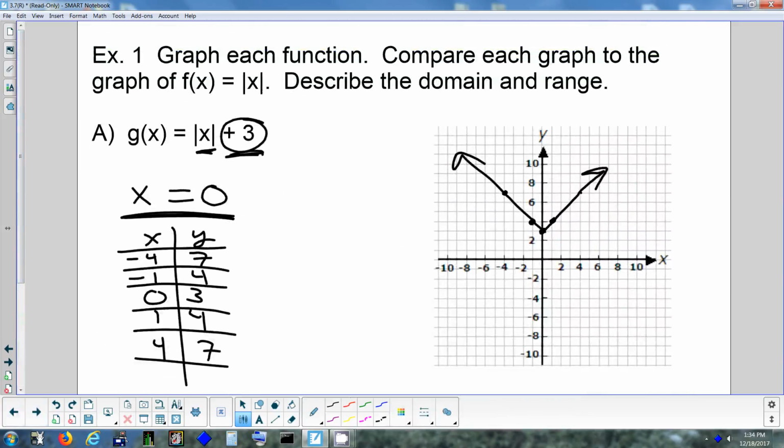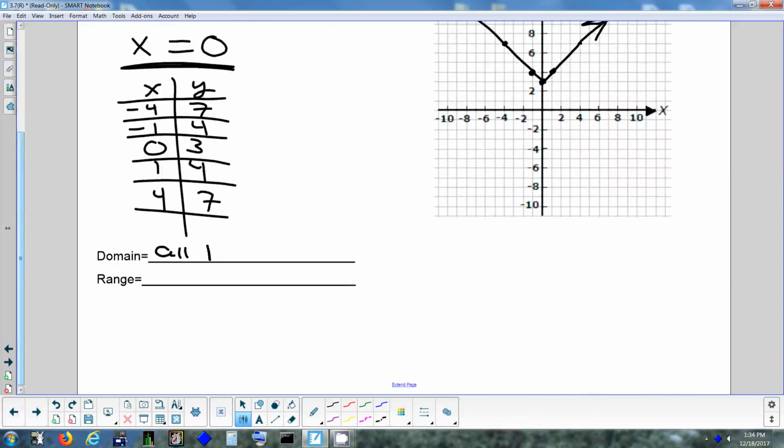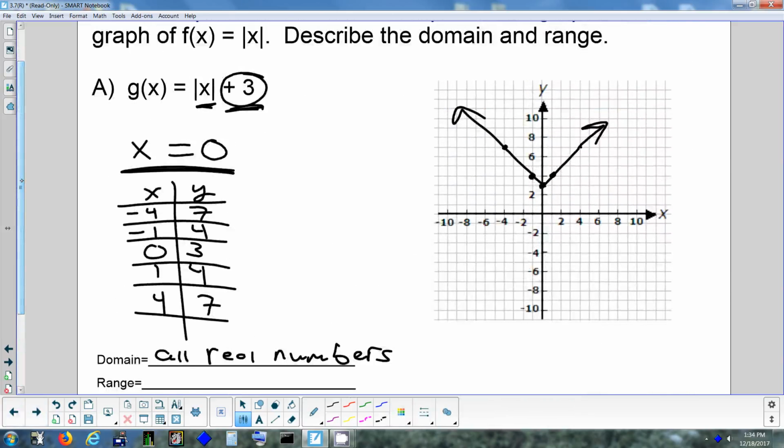So let's describe, what's the domain here? How far left and right? Infinity. So what do you write? All real numbers. Domain is always all real numbers. I don't care what type of problem you have with these, it's always all real numbers. Are we writing it right here? Yep.